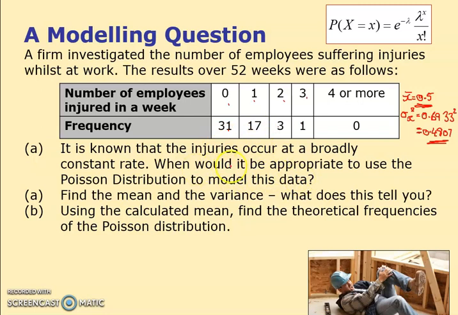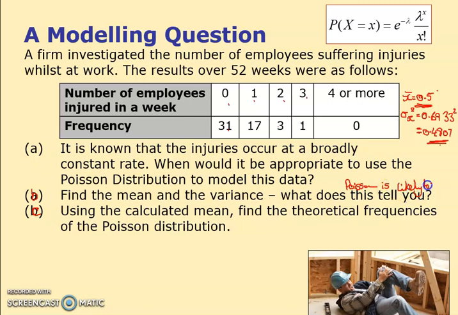So when would it be appropriate to use the Poisson distribution to model this data and then find the mean and variance? I think I've done what probably should be called part B and part C here. I've done the mean first, which is 0.5, and this is 0.4807. What does this tell you? This tells me the Poisson is likely to be true.